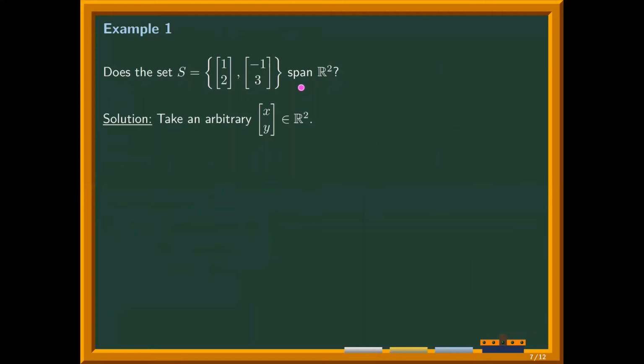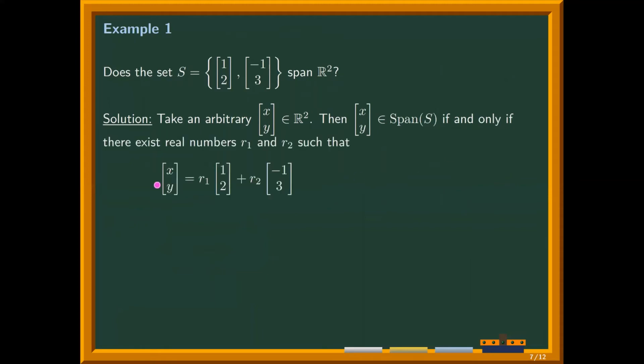So we take an arbitrary vector in R2, say (x, y) are the components. You want to check if (x, y) is in the span of S, and that's equivalent to finding real numbers r1, r2 that make this equation true. In other words, (x, y) equals the product of this 2 by 2 matrix with this 2 by 1 matrix.